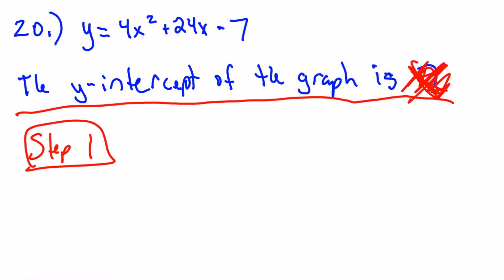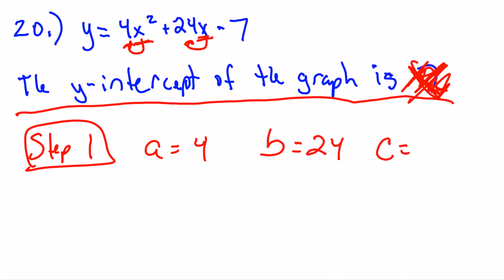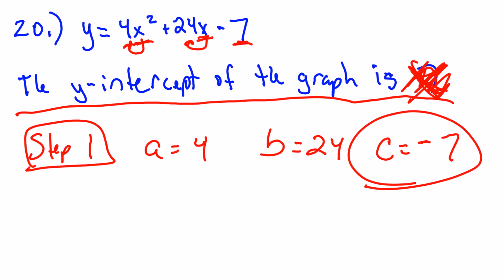Really, you just do step 1. Step 1 says find a. Remember, a is always, you find the x squared and you always look in front of it. It's that number. So a is 4. B, you always find the x and you look at the number in front of it. And C is always the number without a letter. So it's negative 7. And then we found out that whatever the C is, that's always the y-intercept.